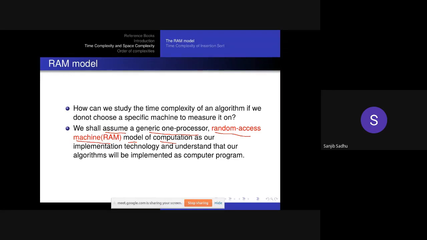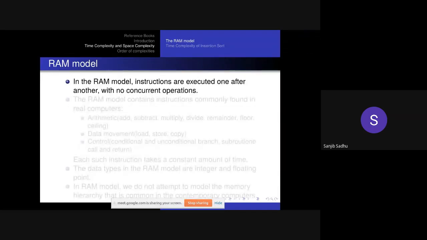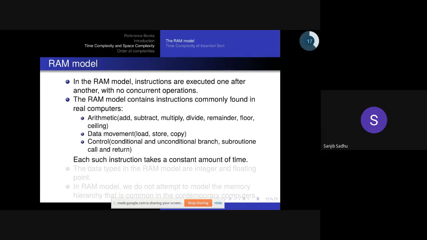What are the characteristics of the RAM model? In the RAM model, the instructions are executed one after another with no concurrent operations. That means two operations cannot execute concurrently in such a model. This is one characteristic. Next, the RAM model contains instructions that are commonly found in real computers. In a real computer, what are those? Arithmetic: add, subtract, multiply, divide, etc. Then data movement: load, store, copy. These operations are possible.